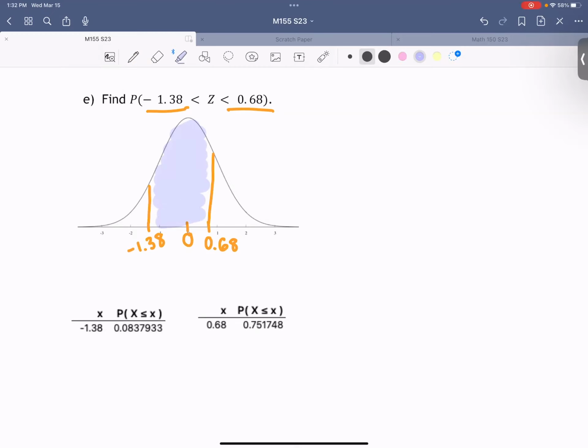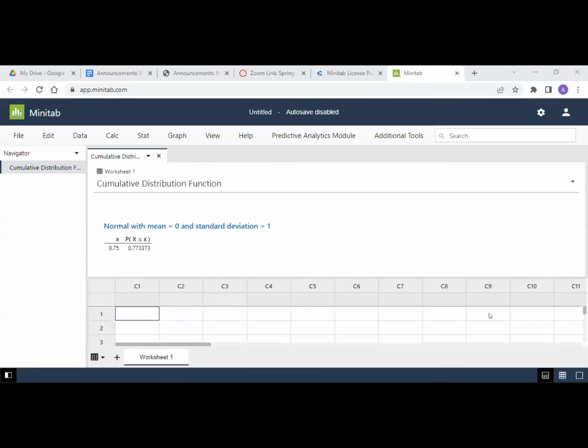Okay. Let me show you what I would do on Minitab to find this probability. Now, on Minitab, there's really no way you can just type in the two probabilities and tell it to find the probability of between. Minitab isn't that advanced yet. So what we're going to do is I'm just going to follow the same steps that I did for the first question and just do the same thing for negative 1.38 and 0.68.